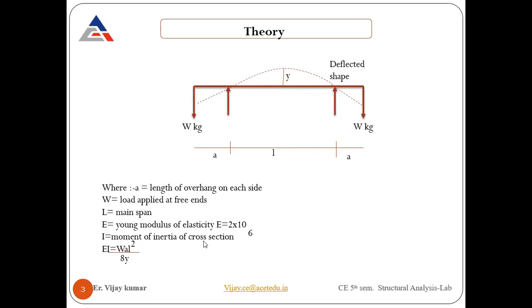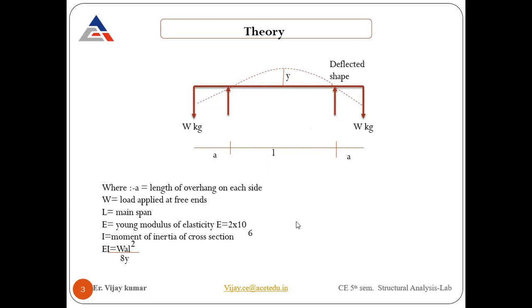I is the moment of inertia of the cross section. It is a rectangular beam. So what is the value of I here? It is BD cubed by 12. B you need to measure by putting the scale over it. Its value is around 25 mm, and the thickness, or height, is only 3 mm.